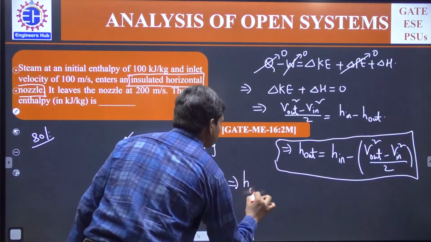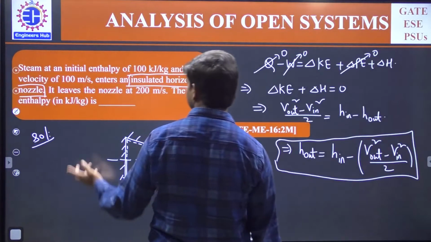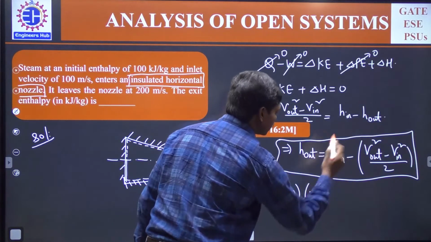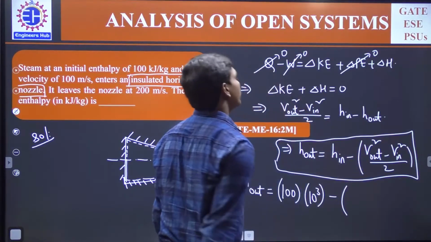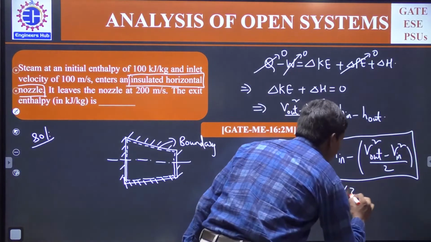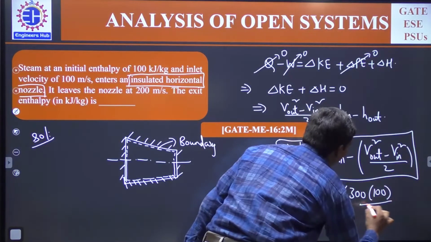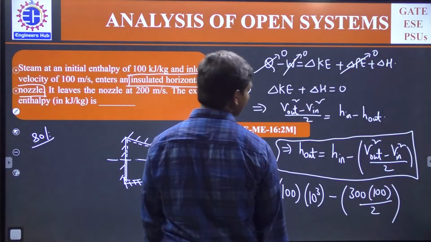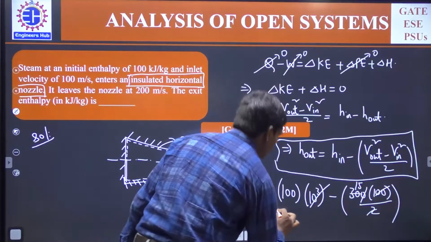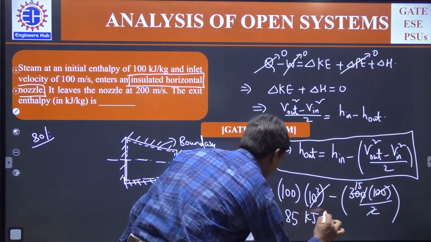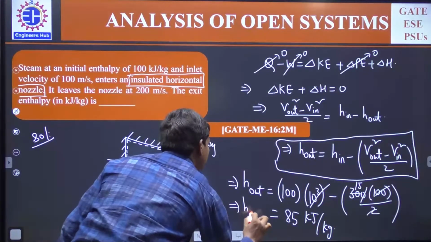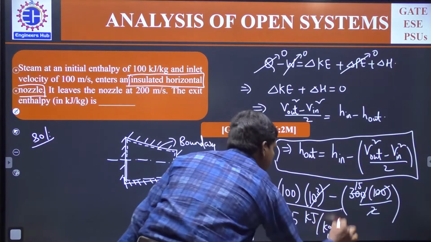So H outlet is equal to H inlet, 100 kilojoules per kg, but we need to perform this in joules per kg because velocities will be put in meters per second, minus V outlet 200 minus 100 square. So 200 square minus 100 square is 300 into 100 divided by 2. Now since he is asking in kilojoules, we can cancel 10 cube. So 30 by 2 is 15, 100 minus 15 is 85 kilojoules per kg, because we are not multiplying mass anywhere. Okay? So H out is 85 kilojoule per kg.